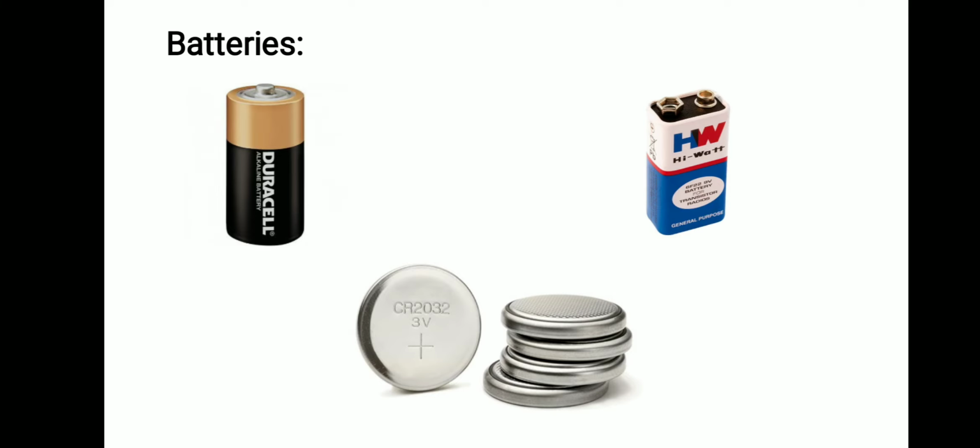Next are the batteries. These are the very common batteries. The first, Duracell, which you use at your home, in your TV remotes or clock. The second one, the blue color one, is a 9-volt battery which we always use for our projects. And the third one is a coin cell. Do you remember children, we have used the coin cell and it has two sides, the plus and minus.